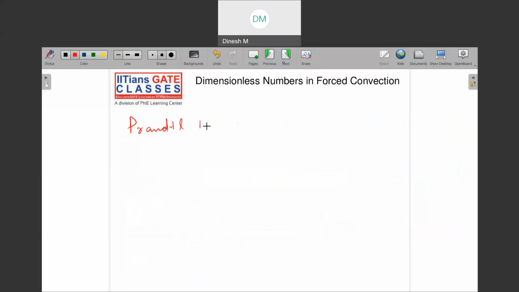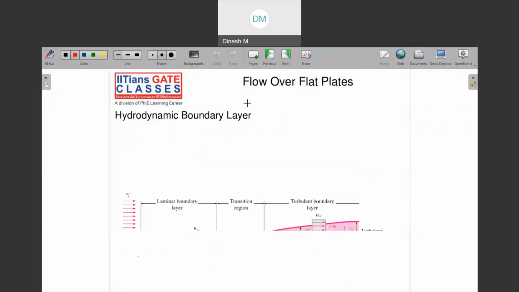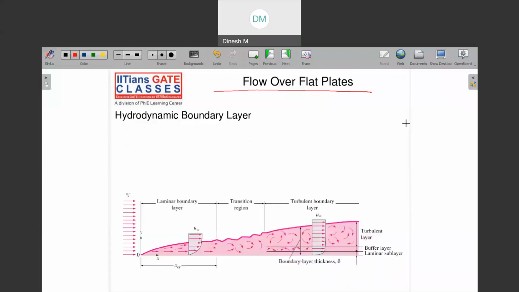So let us try to understand flow over flat plates. What kinds of flows can we have? The flow can happen over a flat plate, or the flow can happen inside a circular pipe. Let us first analyze flow over flat plates, and more specifically forced convection. Whenever the fluid is flowing over a flat plate, a hydrodynamic boundary layer is always formed.